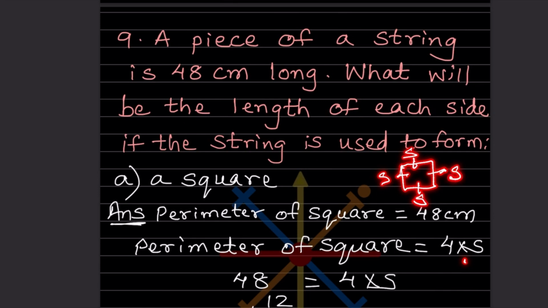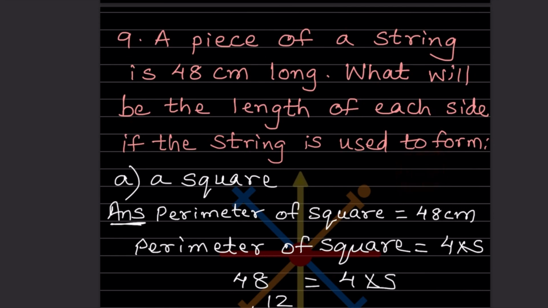So what will that be? When you add all these four sides, it is s plus s plus s plus s, which is going to be 4s. So we can also write the formula as 4 multiplied by s. Here you have to remember that perimeter is the sum of all sides.